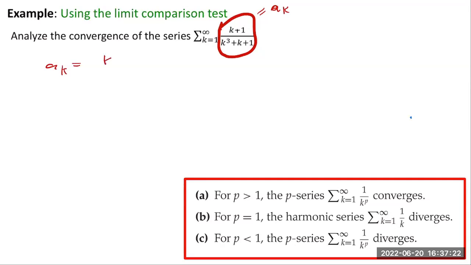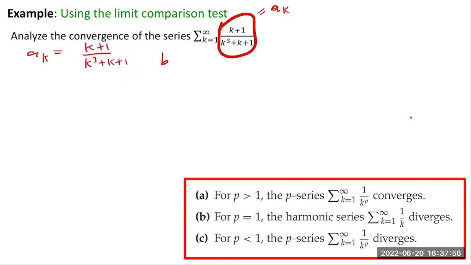AK is equal to (K plus 1) divided by (K cubed plus K plus 1). How do I get an expression for BK? Again, we follow the same procedure that we did last time. Basically, you take the dominating term in the top and the bottom separately. You take the dominating term in the top and then the dominating term in the bottom.